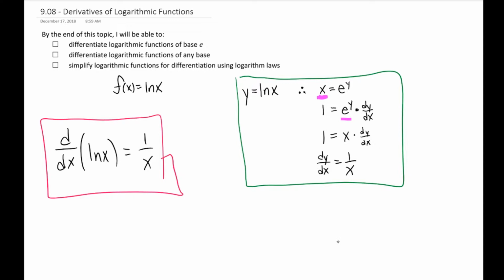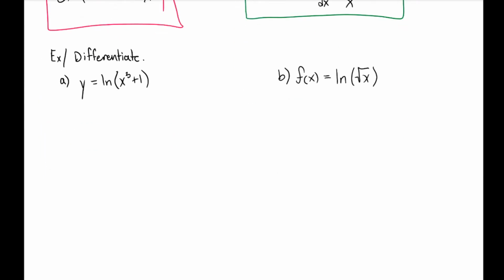And so this is the point where, if you skipped ahead, we'll pick up where we left off and just start doing some examples that use that rule of differentiation. Let's look at these two functions. This first one, y equals ln of x cubed plus 1. So this is a situation where I'm going to have to use chain rule.